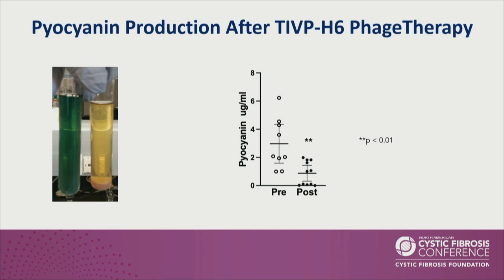So these are supernatants from bacterial cultures. And so before, as you can guess, is the green one, and then after treatment is the yellow one. And then you can measure the pyocyanin in these samples, and you can see a reduced amount.